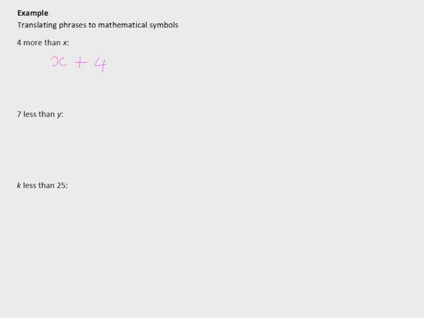7 less than y. Here we need to denote the value 7 less than y. So I take away 7 from y and I get a value that's 7 less than y. So y minus 7 denotes 7 less than y. k less than 25. Here I need to denote a value that's k less than 25. So I take k away from 25. So I do 25 minus k. So 25 minus k denotes the value k less than 25.